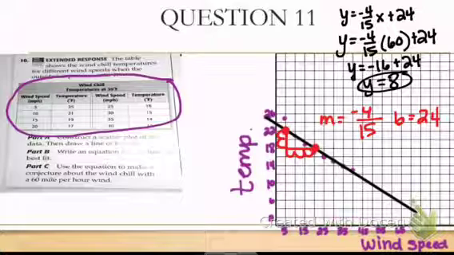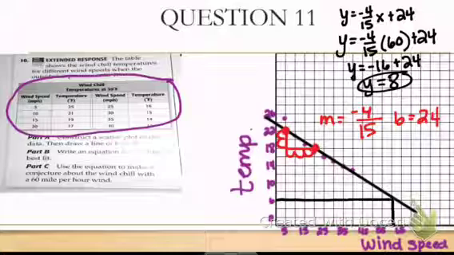So we're saying when there's a wind chill of 60 miles per hour, our temperature would be 8 degrees. So we can check that using our line of best fit, since we do go to 60 miles per hour on our graph.